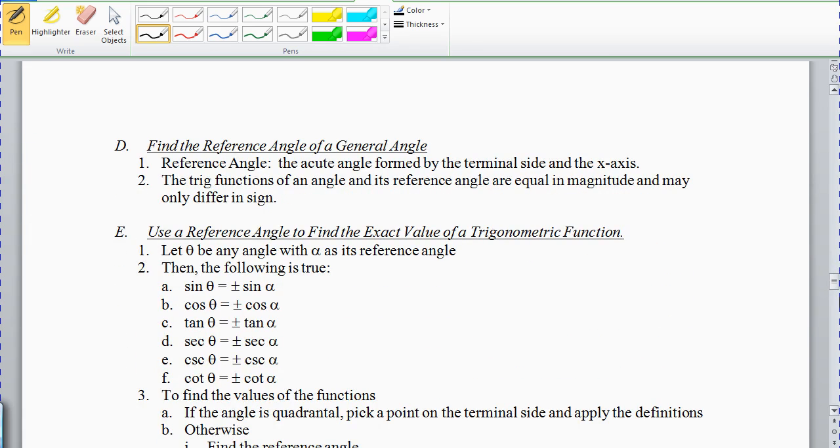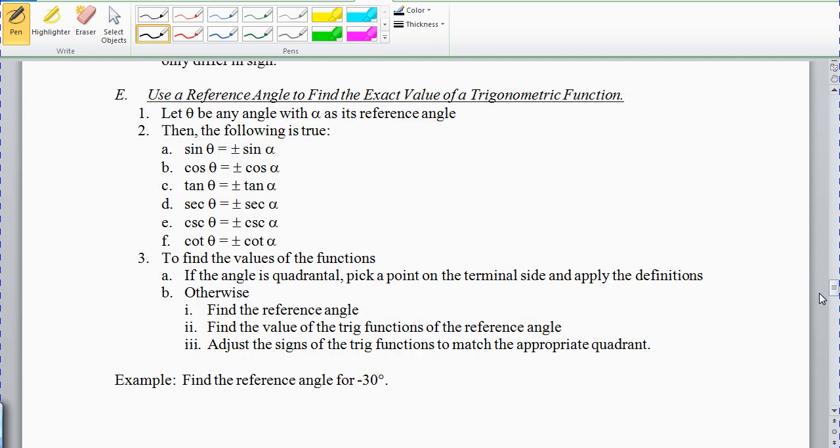Now we have reference angles. What that means is that our initial side is always on the x-axis, and the terminal side could be somewhere else. They have the same values, and the signs are going to differ. And we've already talked about the signs, so you don't have to memorize this stuff. Let's just go ahead and do an example or two, just so you can see.